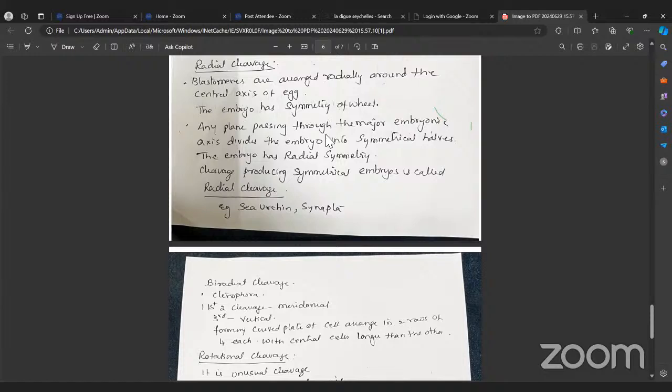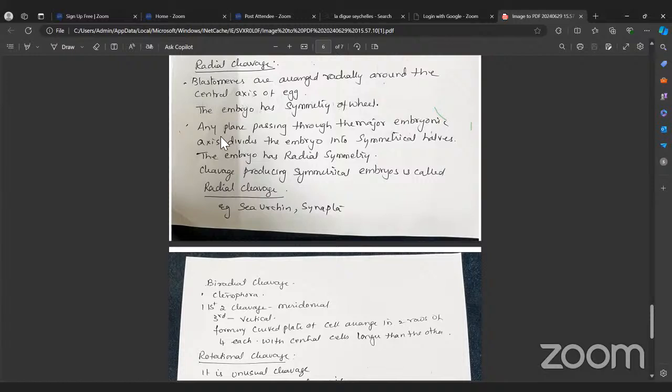In case of Synapta and sea cucumber, you see that the first two planes are meridional, that is vertical, passing through the center, giving rise to 4 equal cells. Then the third division is an equatorial division, which will divide it into 8 equal halves. And then there will be a 16 cell stage, where the cells divide longitudinally. Two longitudinal divisions will be there, and then two equatorial divisions, giving rise to 16 cells, 32 cells, etc.